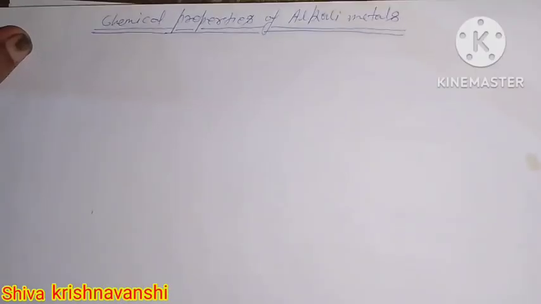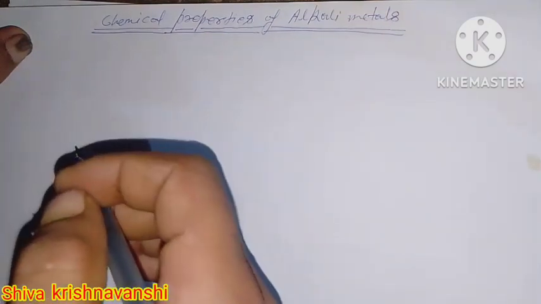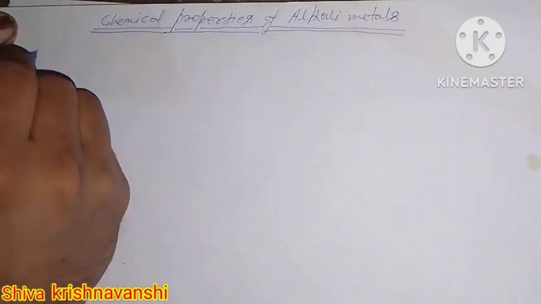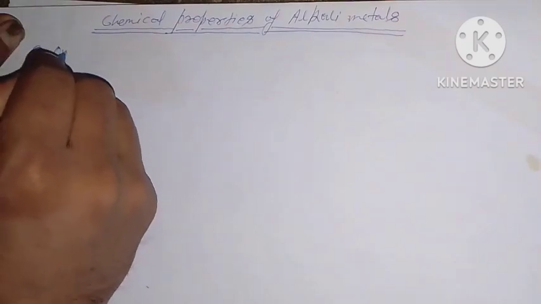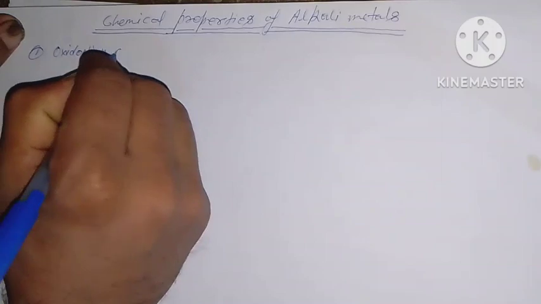Properties of alkali metals. Chemical properties of alkali metals. The main important chemical properties of alkali metals are given below. First is oxidation state.